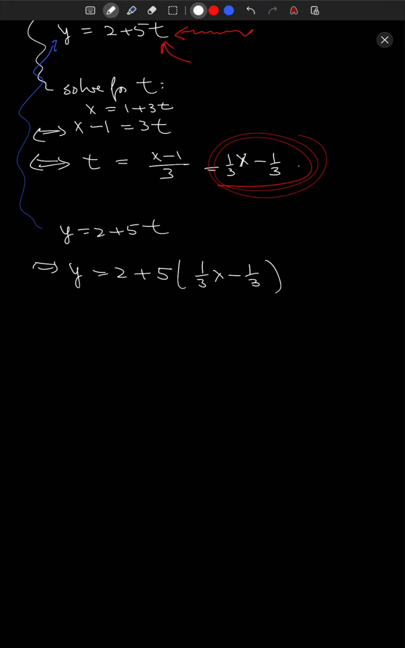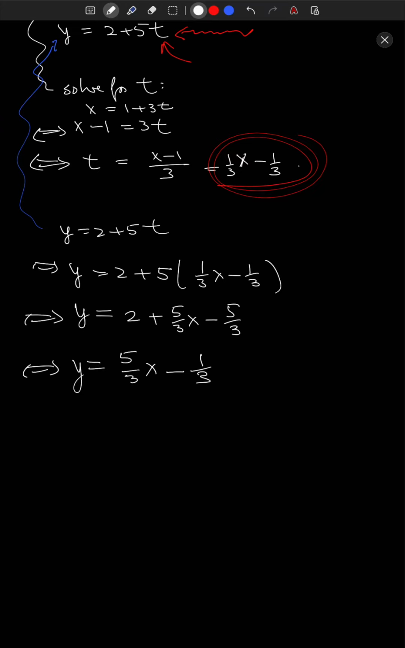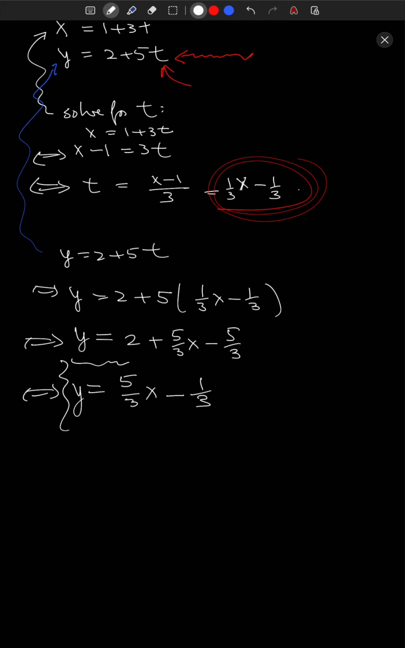I'm going to simplify this so that I can recognize what this is. This is 2 plus 5/3 x minus 5/3. Let me simplify that. 5/3 x, and I'm going to combine the 2 minus 5/3. That's going to be 1/3. So ultimately, what I have here is an equation in terms of just y and x. And that equation is something we hopefully recognize. This is a line. It's a line that has slope 5/3.